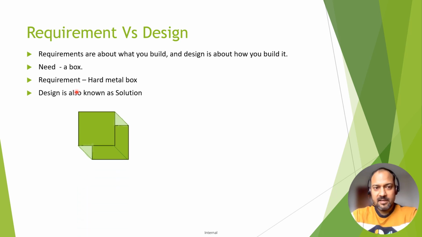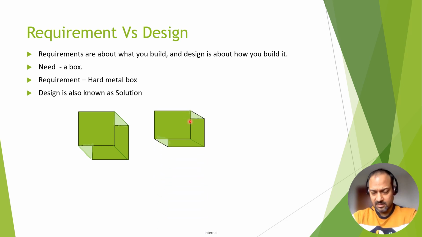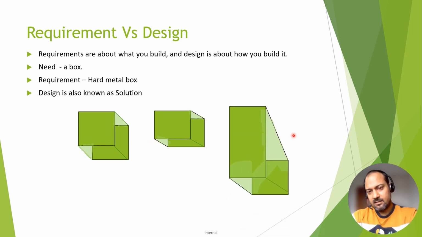So when a stakeholder says, I need a hard metal box, you could come up with a solution. This can be one solution, or this could be another, which is rectangular, and this is a square box. And it could be like this, one side rectangular, the other side square. This is very rough, but just for your help, I'm trying to make it clear.